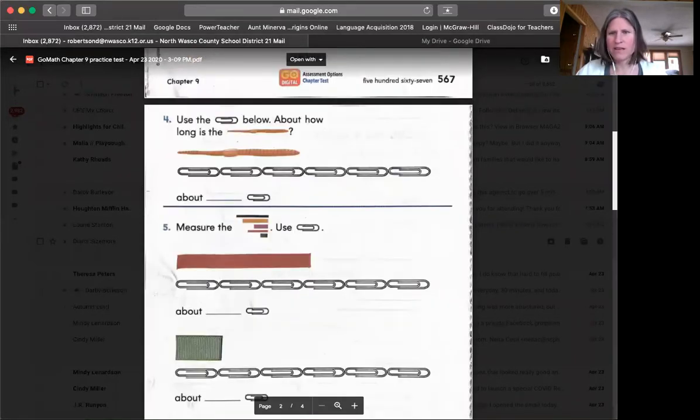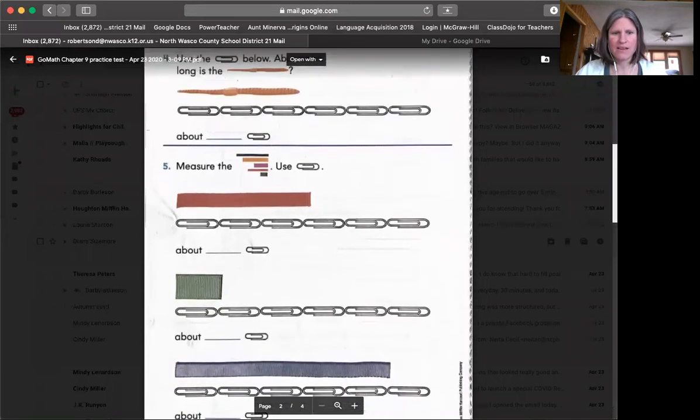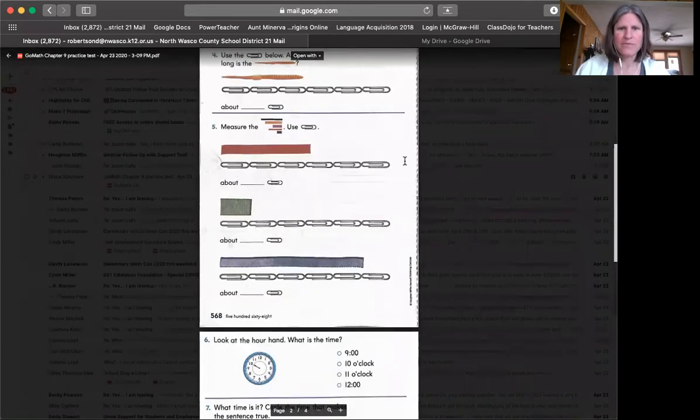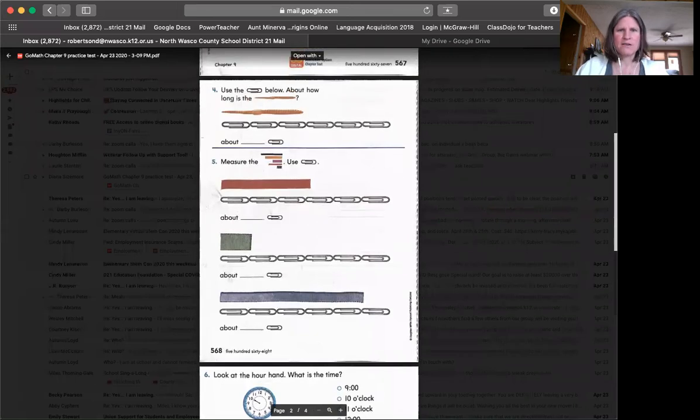Hopefully this is going to work. Oh, it's working. Yes. Okay. You probably can tell I've been struggling with this a little bit. Okay. So I'm going to get my drawing tool out.